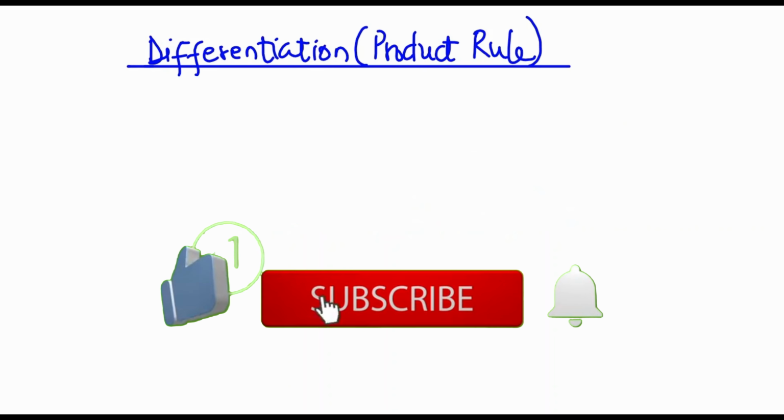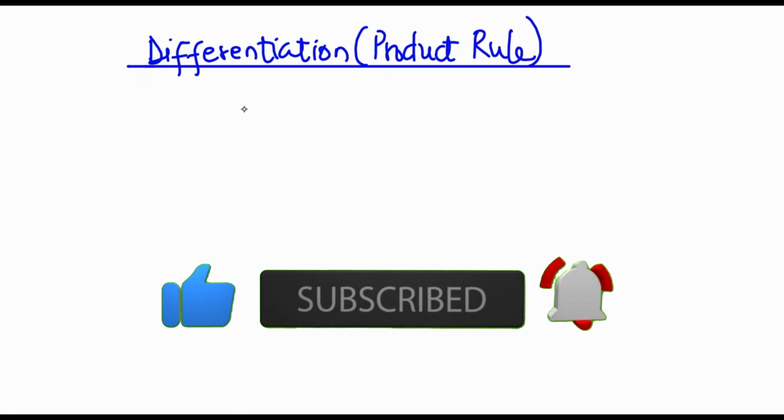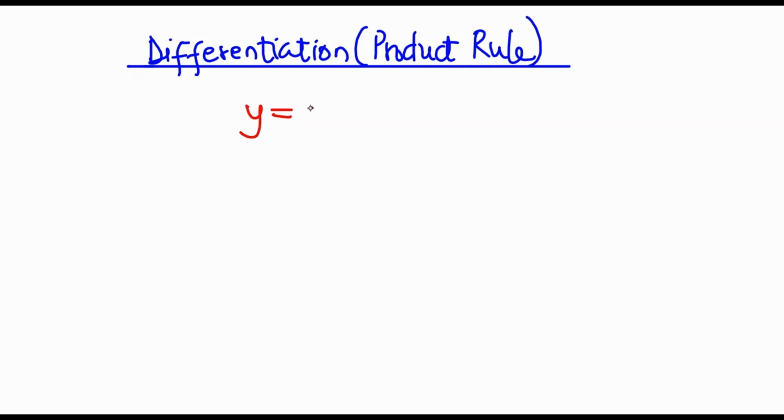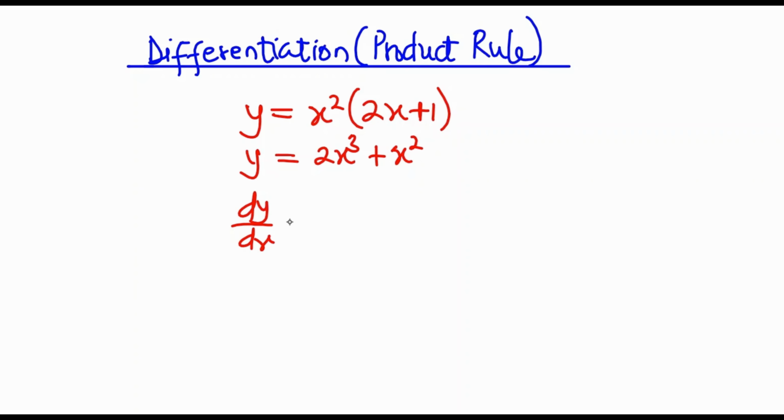Now let's start. Differentiation by product rule. When we have a function such as y equals x squared multiplied by 2x plus 1, we can easily differentiate by expanding the function. When we expand, we have y equals x squared by 2x gives us 2x cubed, and then x squared by 1 gives us x squared. So after expanding, we can easily differentiate, which means dy/dx is equal to 6x squared plus 2x. So with functions like this, when we expand, we can easily differentiate.